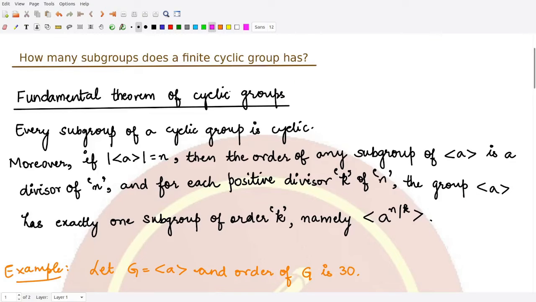So until now we were studying finite cyclic groups. We saw various properties of these groups, about the order, about the groups which are generated by the elements of these groups and so on. So now we are talking about the subgroups of this group.